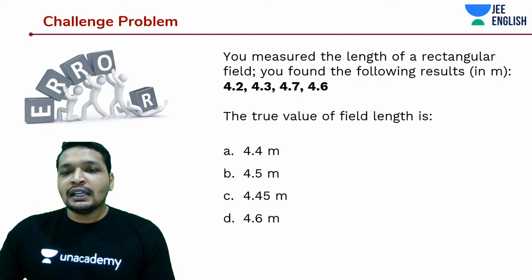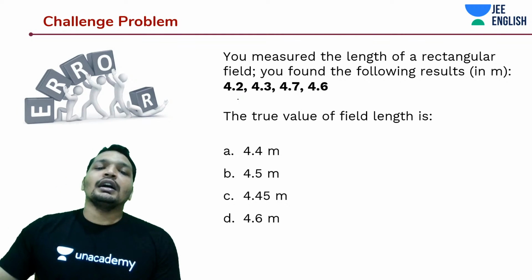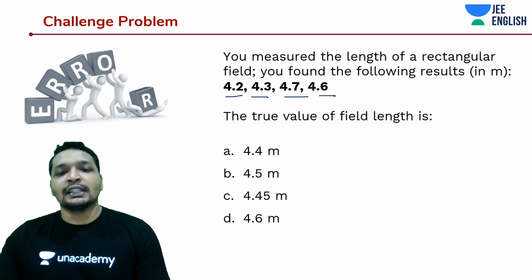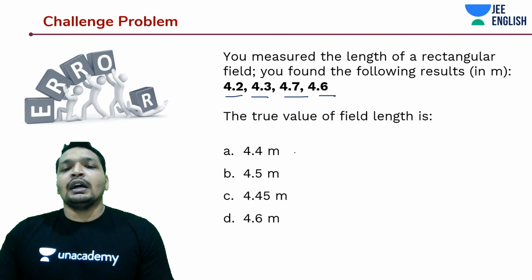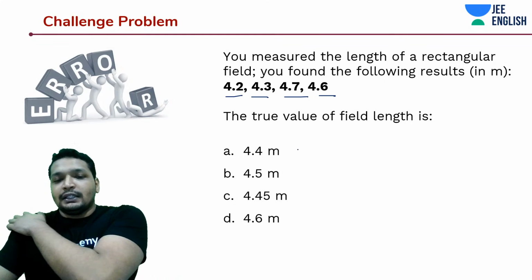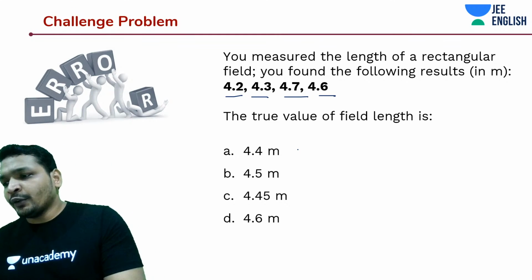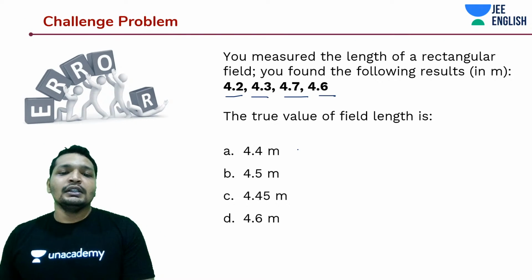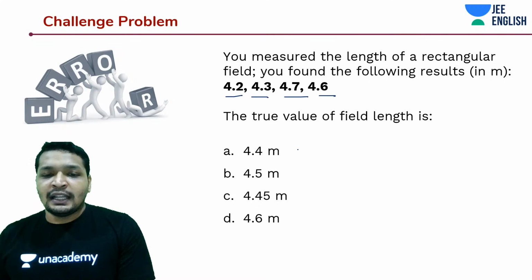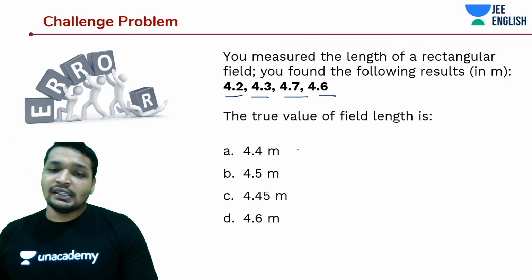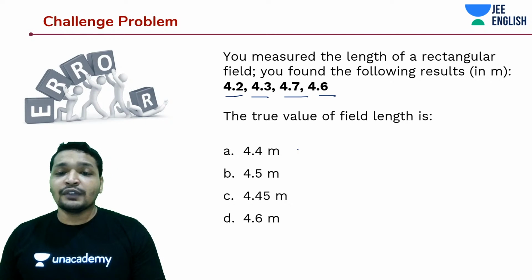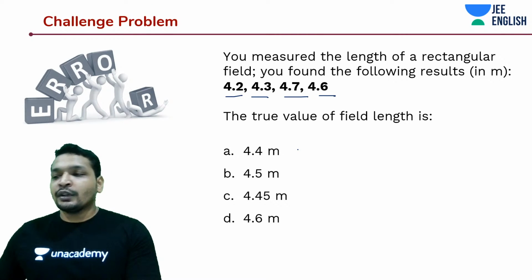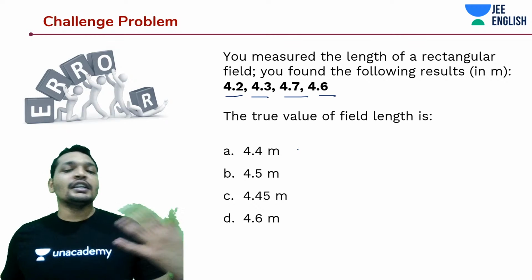You measured the length of a rectangular field and found the results to be 4.2, 4.3, 4.7 and 4.6. What should be the true value of the field length? Students, get started on this and come up with the answer. I would really like to know what answer you're getting, because this also involves the rounding off rules we discussed earlier in the lecture, so make sure you round off in the correct way.